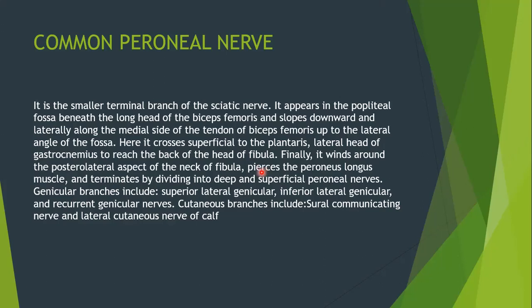Now, the genicular branches of the common peroneal nerve include the superior lateral, inferior lateral, and the recurrent genicular nerves. Its cutaneous branches include the sural communicating nerve, which usually joins the sural nerve beneath the muscular bellies of gastrocnemius, and also the lateral cutaneous nerve of the calf. Those are the cutaneous branches of the common peroneal nerve.